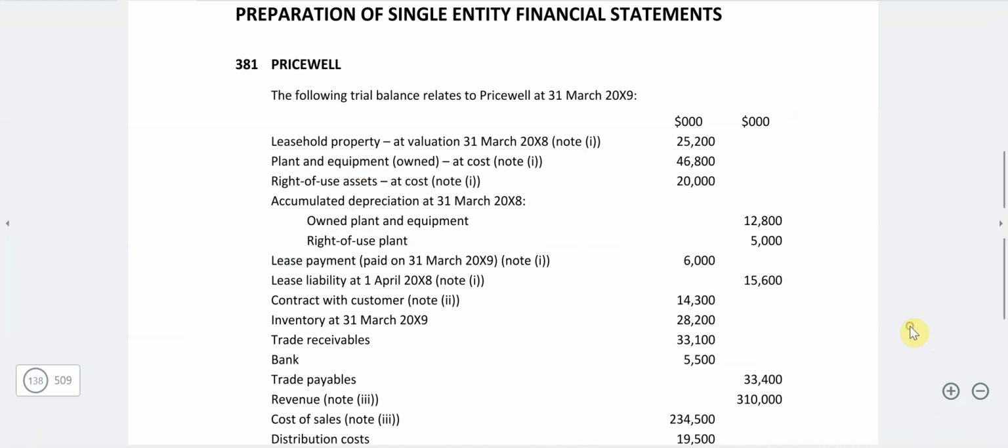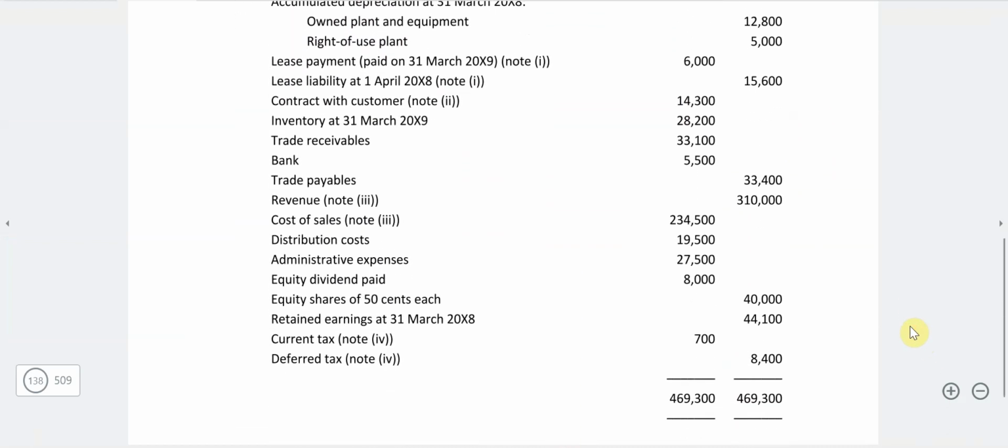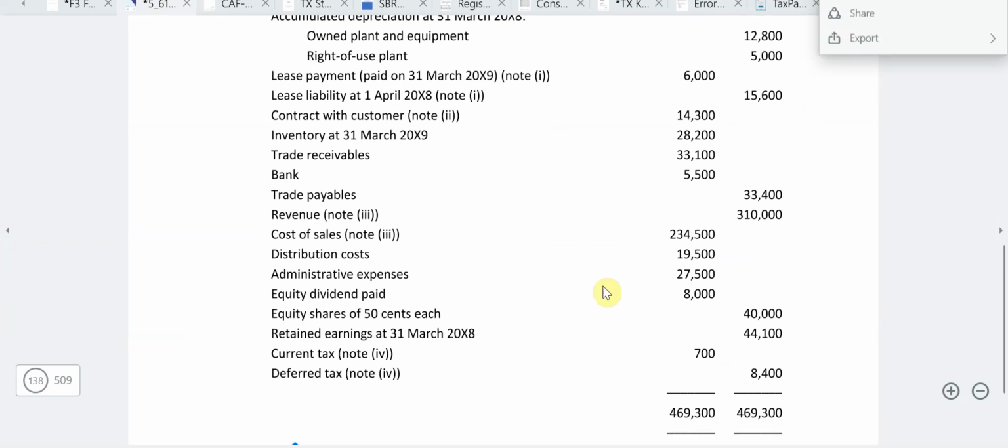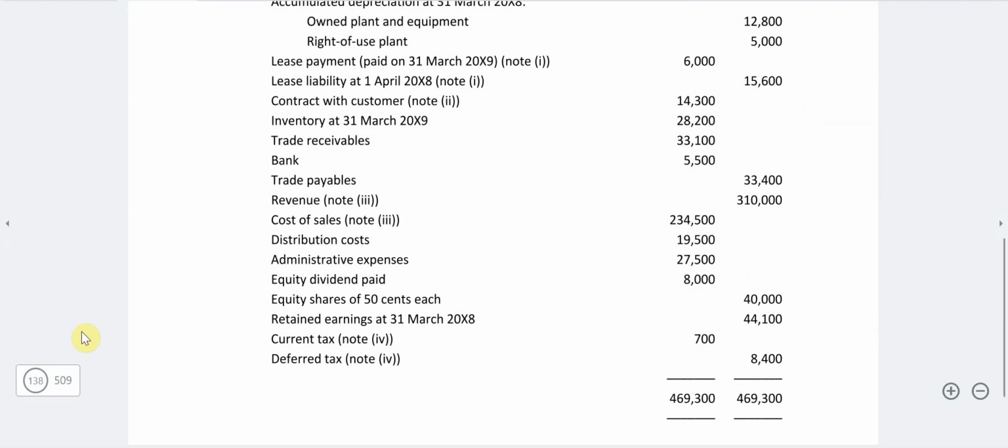So this is the first question, Pricewell, and you see there is a current tax, and in the current tax it says note number 4. In the deferred tax again it says note number 4, and the current tax is on the debit side. So this current tax represents the under provision.